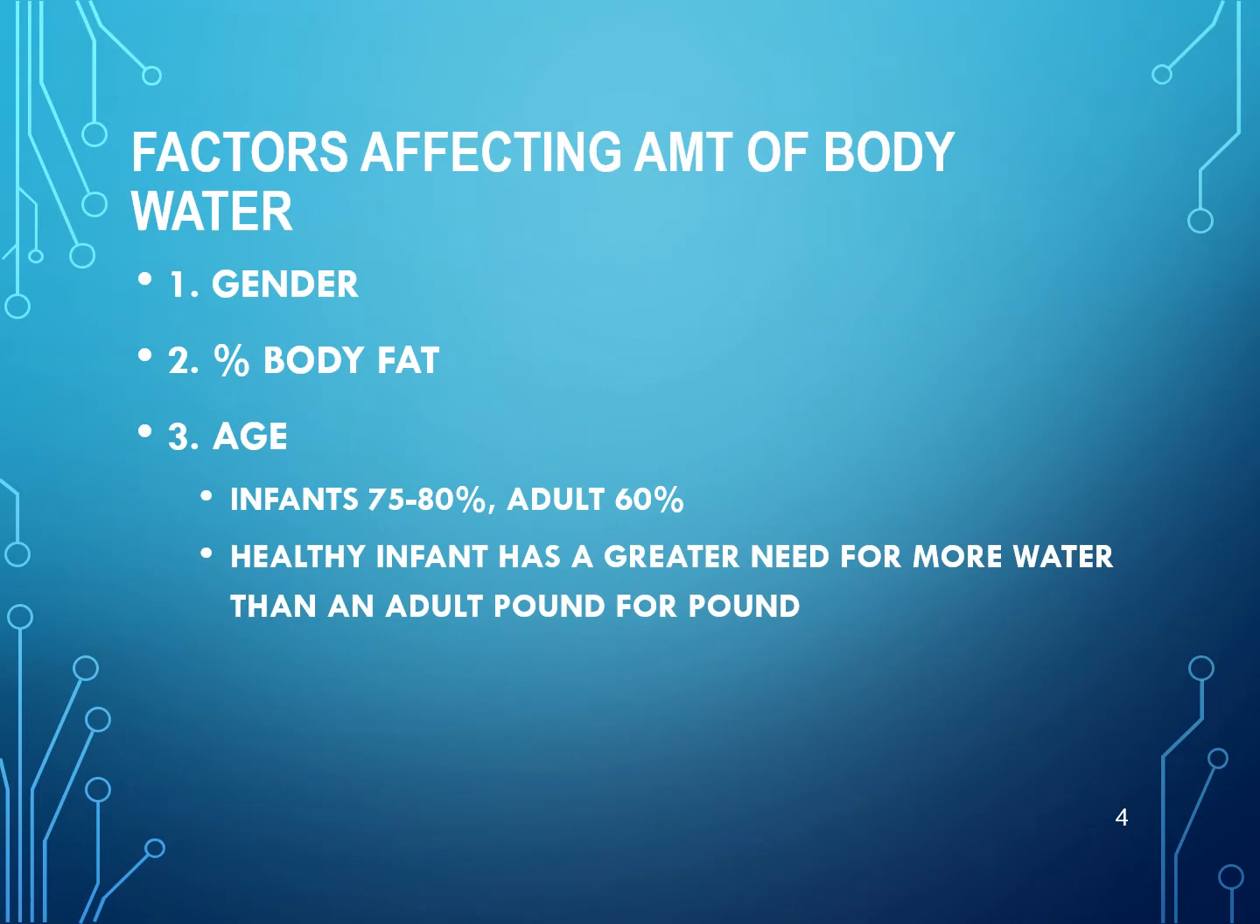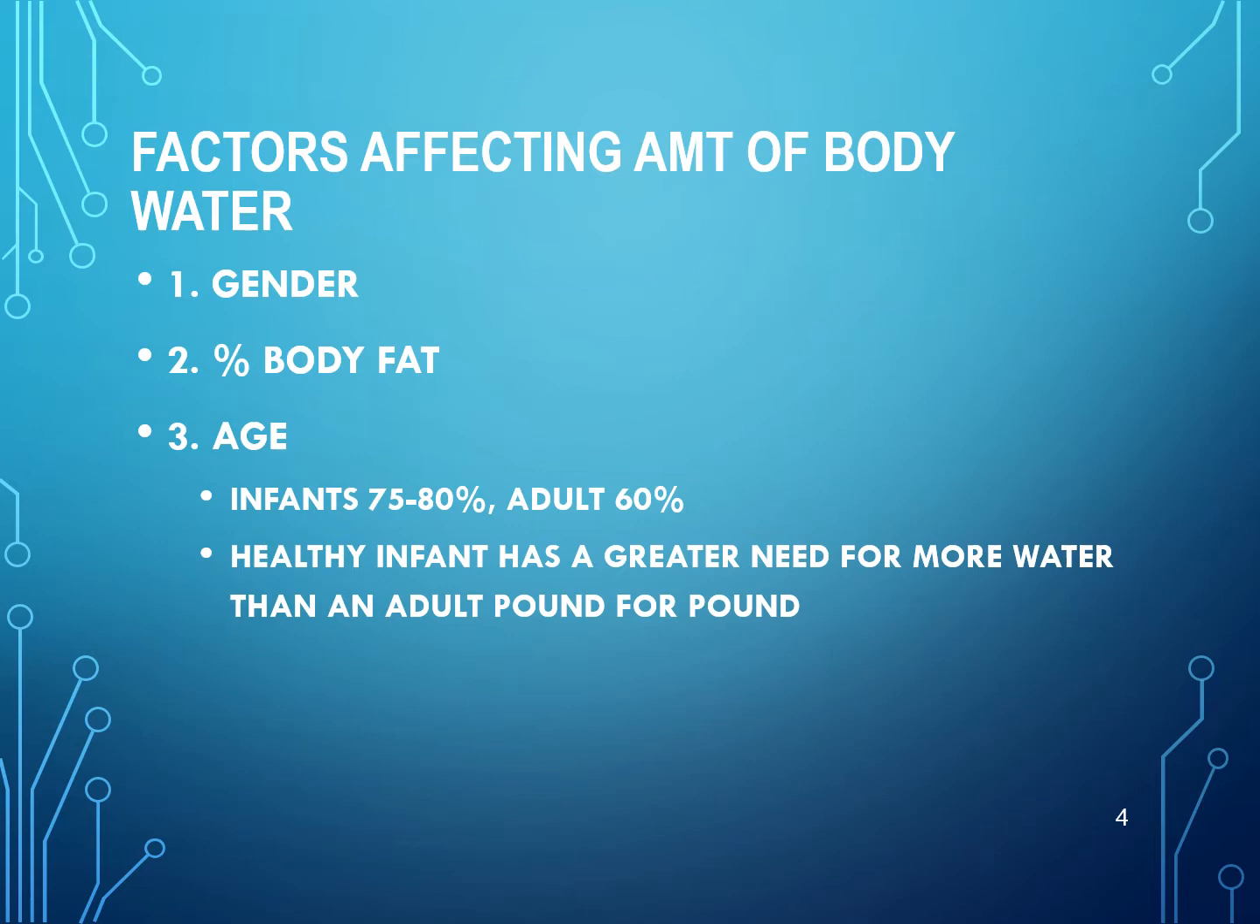Factors affecting amount of body water. As we said in the previous slide, for a 70 kilogram client, the average amount of body water is going to be about 60%. So gender is one of these factors that will affect the amount of body water. Women are going to have less body fluid compared to men, and it's due to their percentage of fat. Men are going to be about 60%, whereas women are 50%. The percentage of body fat, as stated previously: fat holds less fluid than muscle. So women and the obese are going to have less body fluid.